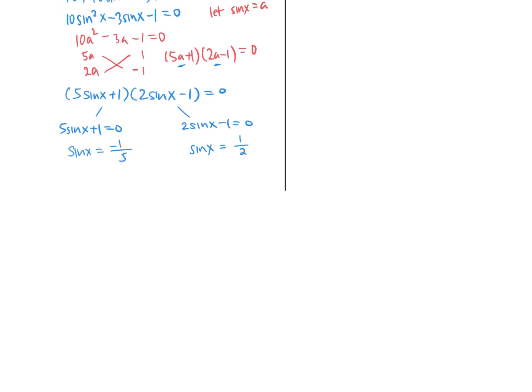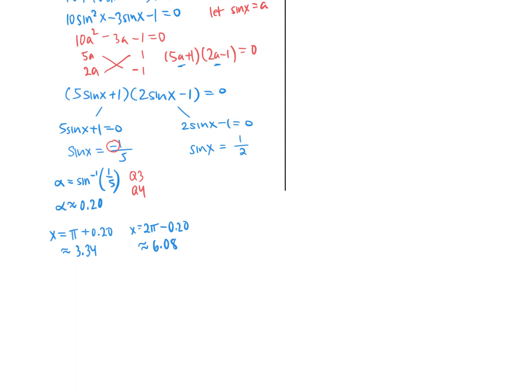For sine x equals negative 1/5, my alpha is going to be sine inverse of positive 1/5. That's going to give us an alpha of approximately 0.2 or 0.20. And because we were given a negative ratio here, we know we're going to be in quadrant 3 and 4. So in our quadrant 3, x is going to be pi plus 0.2, and that's approximately 3.34. In quadrant 4, we're doing 2 pi subtract 0.2, and that's approximately 6.08.